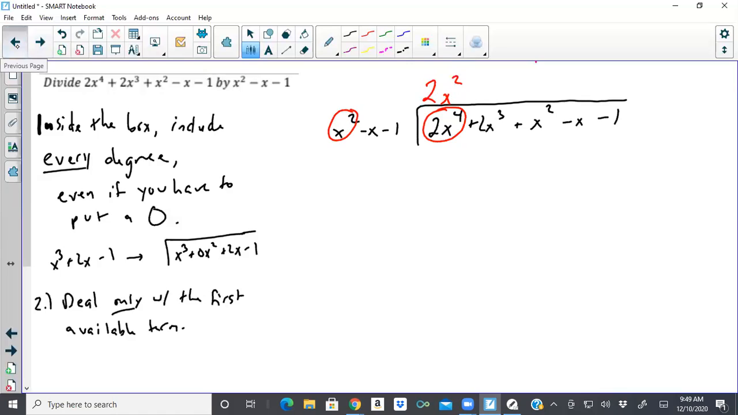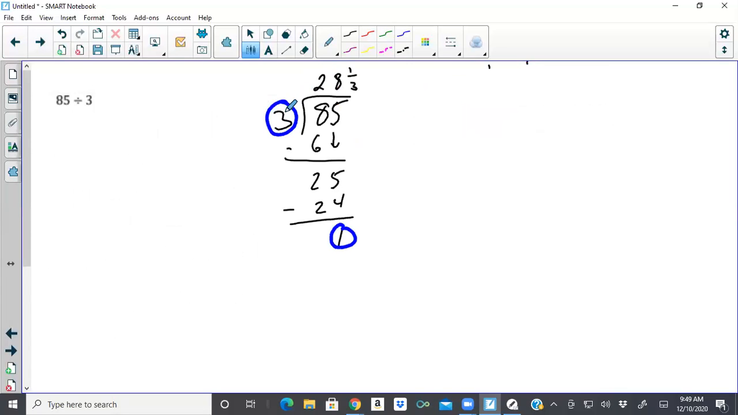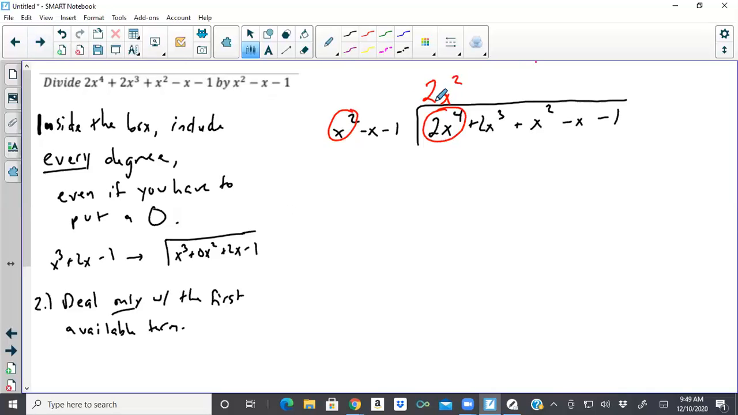Now, remember what we did in this step? Our step was to multiply, right? 2 times 3 gives me 6. I'm going to do the same thing here. 2x squared times this will go here. Then I'm going to keep going. 2x squared times this will give me this. 2x squared times this will give me this. So I'm going to keep going, okay? 2x squared times x squared will give me 2x to the fourth. 2x squared times negative x will give me negative 2x to the third. 2x squared times negative 1 will give me negative 2x squared. So I'll give you a second to make sure I'm not flying through everything.